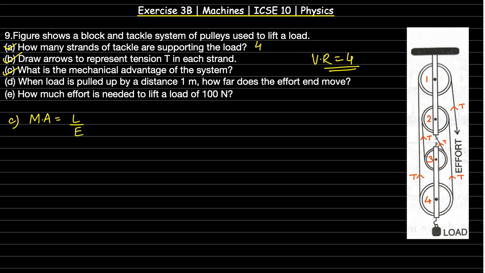Now load is supposed to be all the tensions that are acting except the tension for the effort. So we just count the number of efforts here. So the number of efforts happens to be 4. So 4T divided by T. T and T cancel. So we get the value of mechanical advantage as 4. So the mechanical advantage happens to be 4.